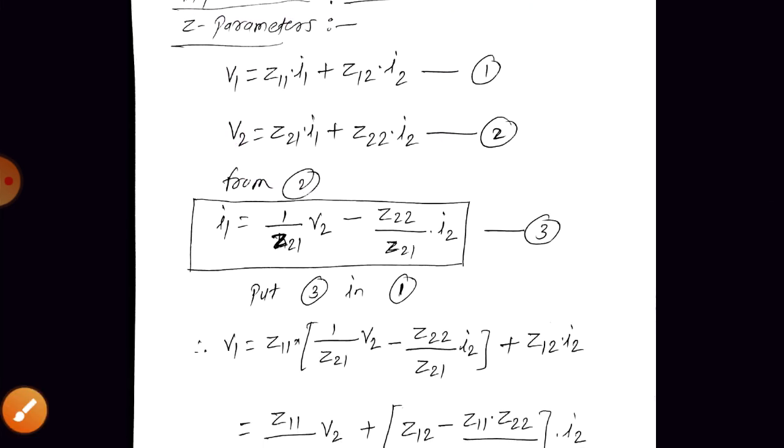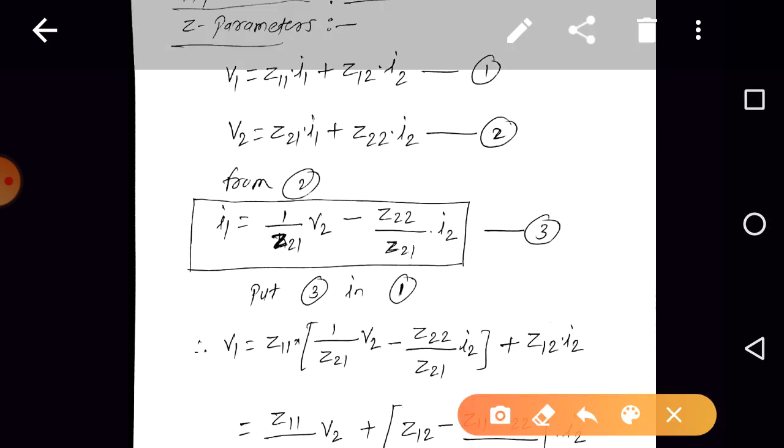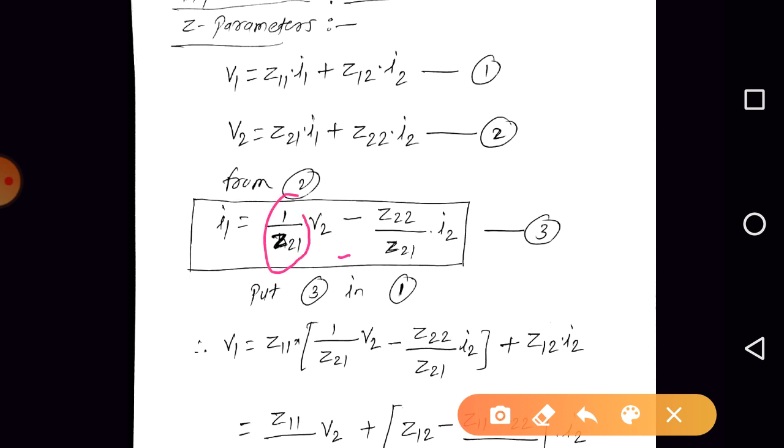From equation 2 we can write, z21 I1 is equal to v2 minus z22 into I2. Again shift this z21 to the left side, so we will be writing I1 is equal to 1 by z21 into v2 minus z22 by z21 into I2, right? So can we say that this is the expression for I1? I1 is equal to Cv2 minus DI2, what is C? 1 by z21. What is D? z22 by z21.